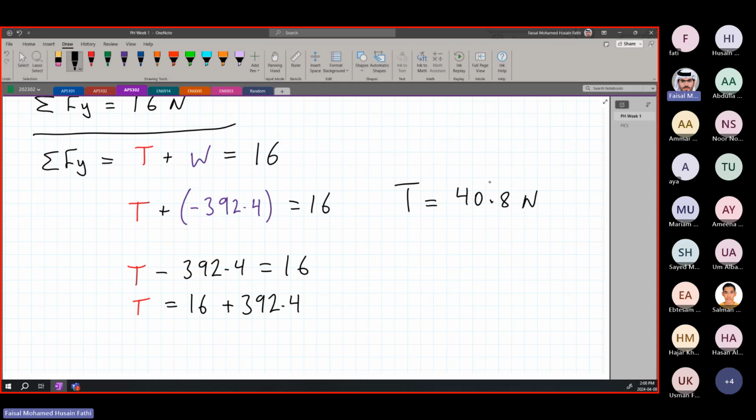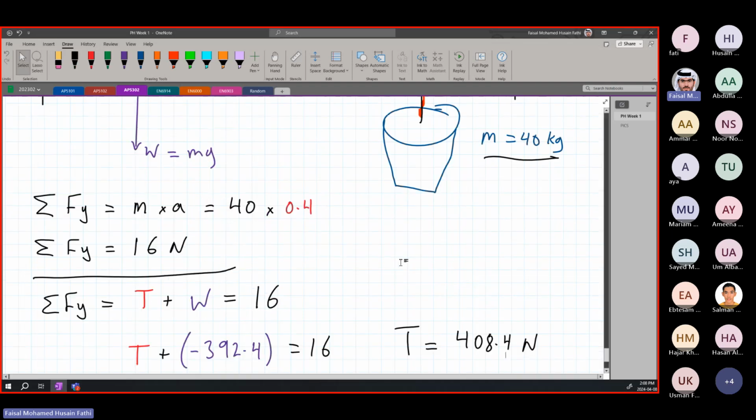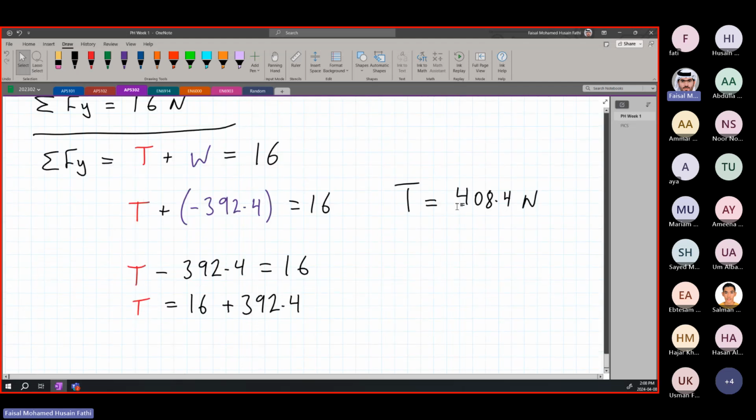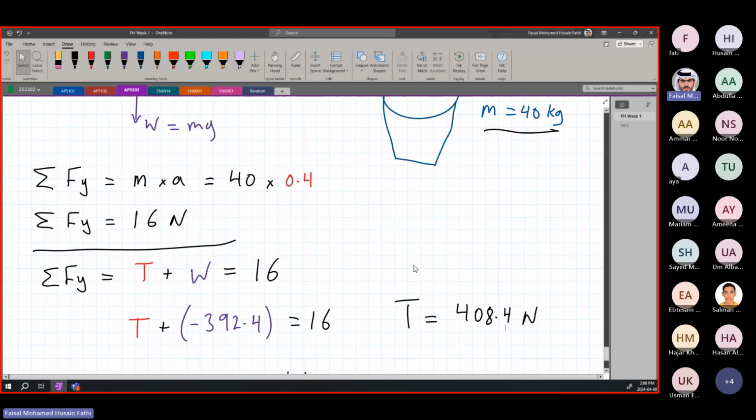The tension is 408.4. I don't know why I wrote it as 40.8. 408.4 newtons. If you notice now, the tension is higher, which makes sense because it is being pulled upwards, so there is more pressure on the wire. There is more tension being applied to the wire or to the line or to the rope because it is being pulled upwards. So the tension is going to be slightly higher as there is an acceleration in the upwards direction.